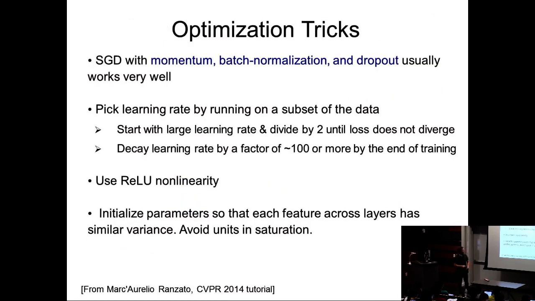Okay, so you're using ReLUs, you initialize parameters so each feature across layers has similar variances. You want to avoid unit saturation. So keep that in mind.